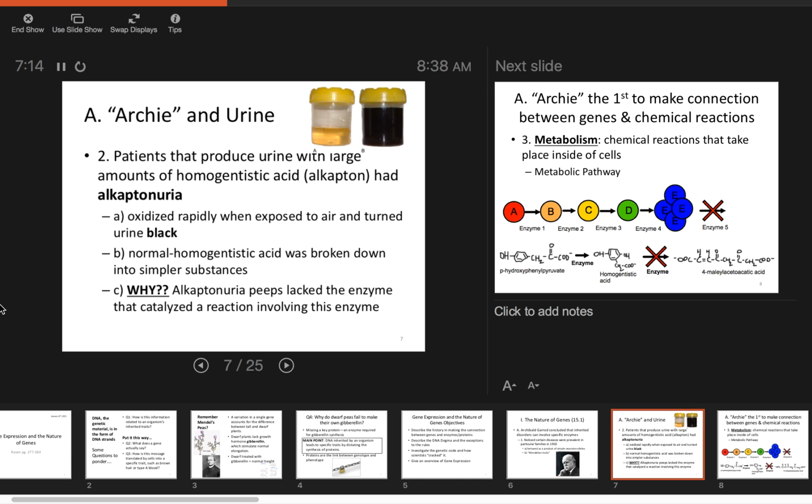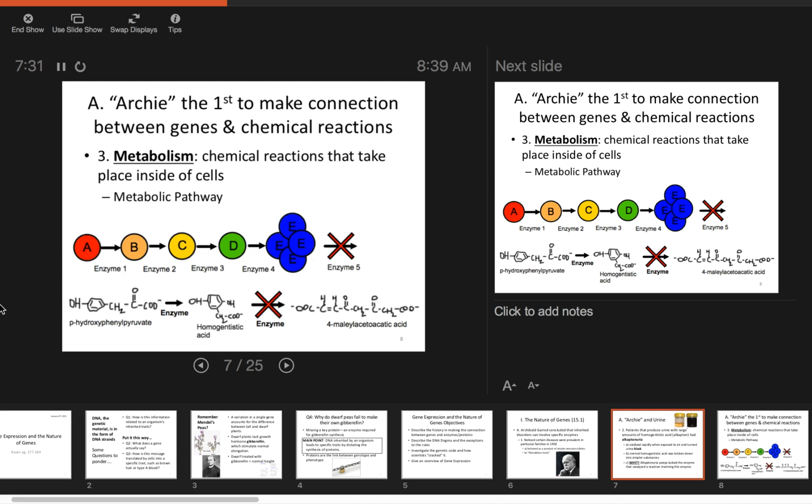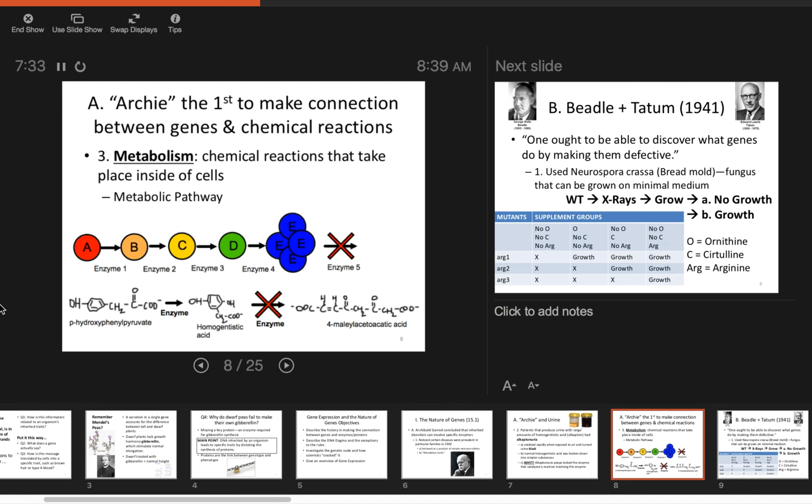So he's asking himself, okay, why does this happen? Well, those alkaptonuria people lacked the enzyme that catalyzed the reaction to break down this homogentisic acid into something simpler. So they lacked the enzyme that could break this down into simpler substances. So he's actually one of the first people to make the connection between genes and chemical reactions.